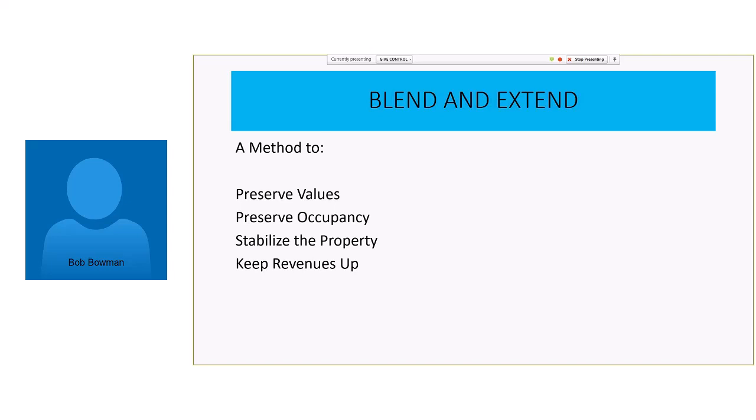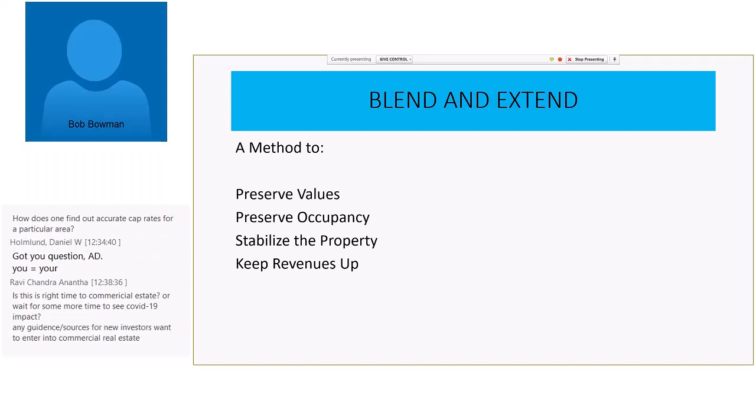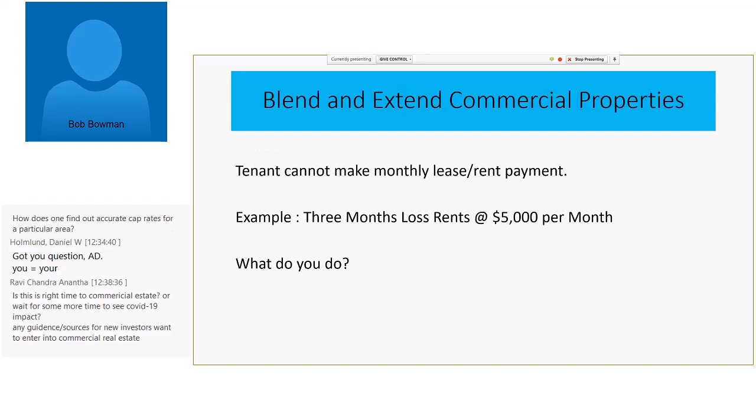So this methodology is basically for me to preserve my values, preserve my occupancy, keep my property stabilized, and keep my revenues up. So basically, here's how it works. Let's say that we have a tenant that can't pay their monthly lease payment, and they're behind 3 months at $5,000 a month. So that's $15,000.